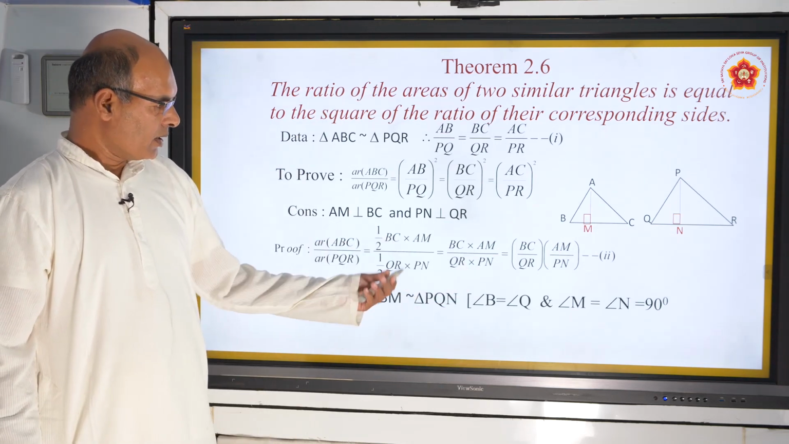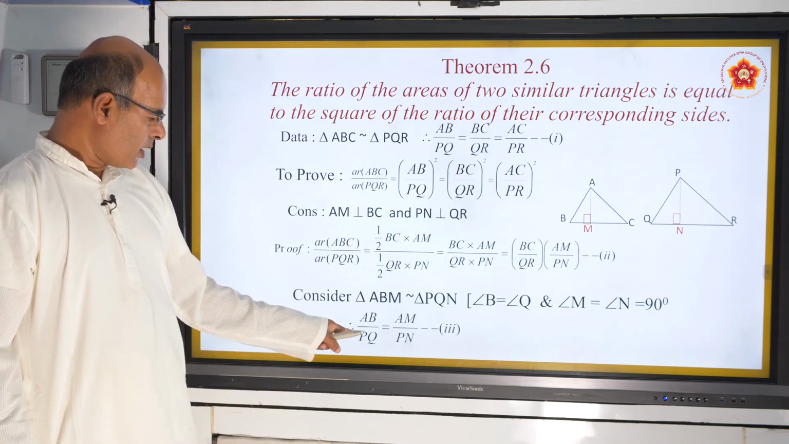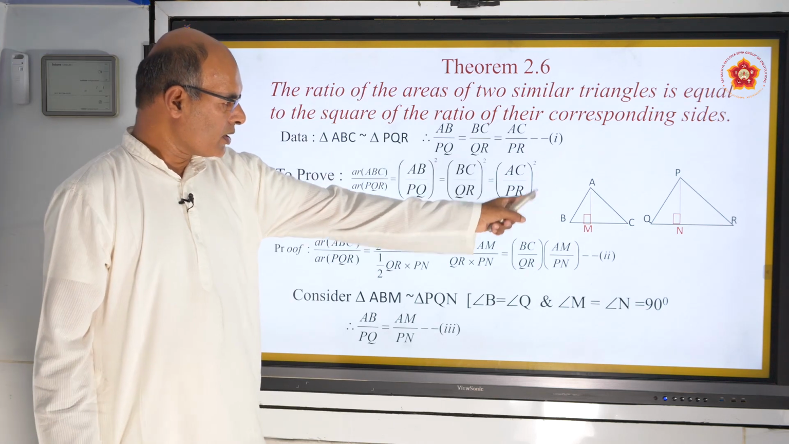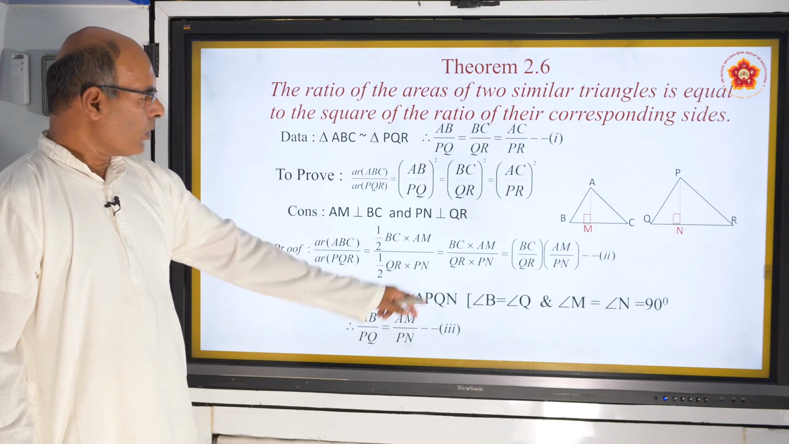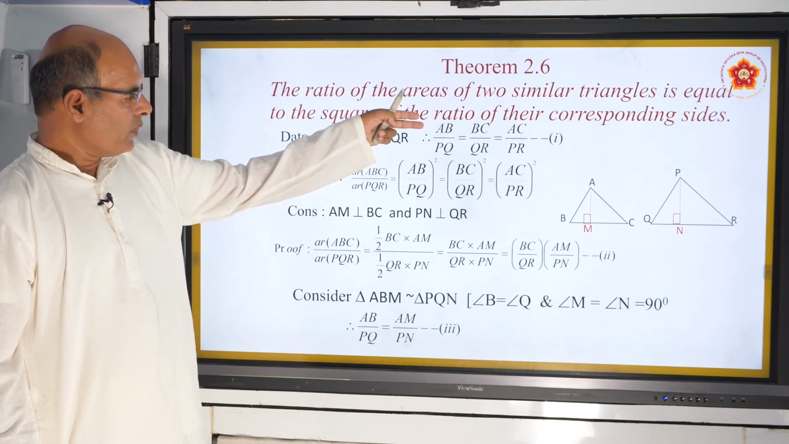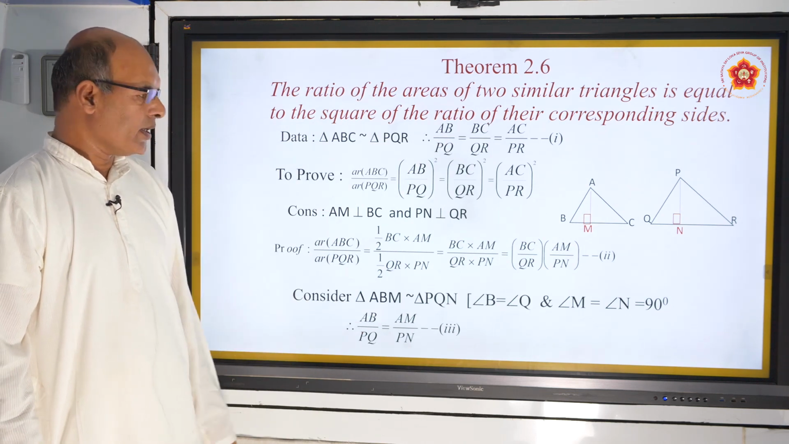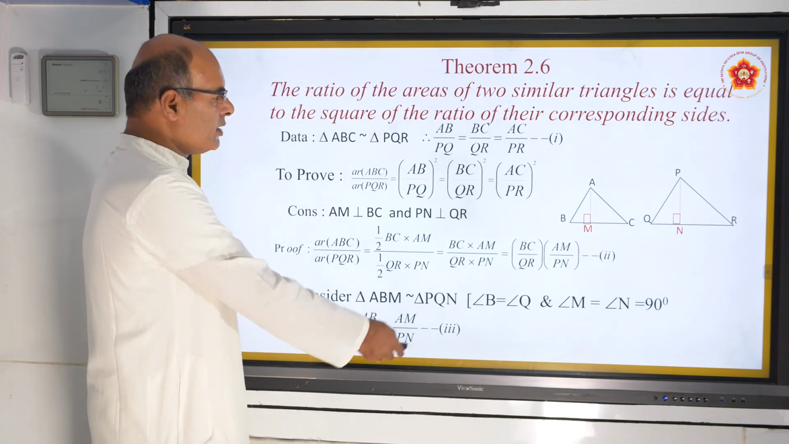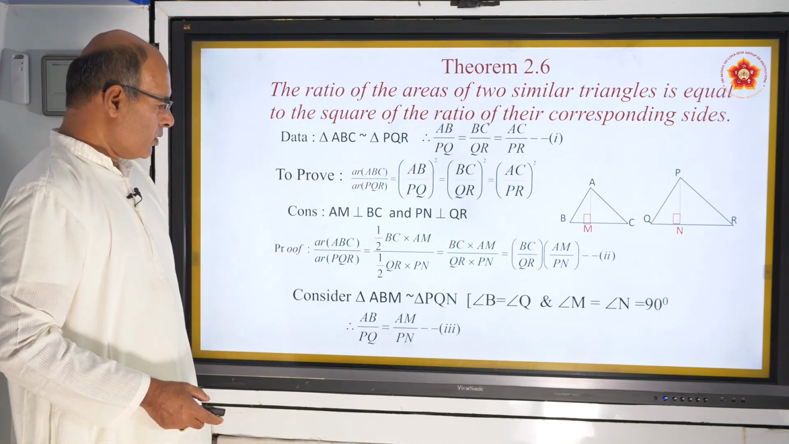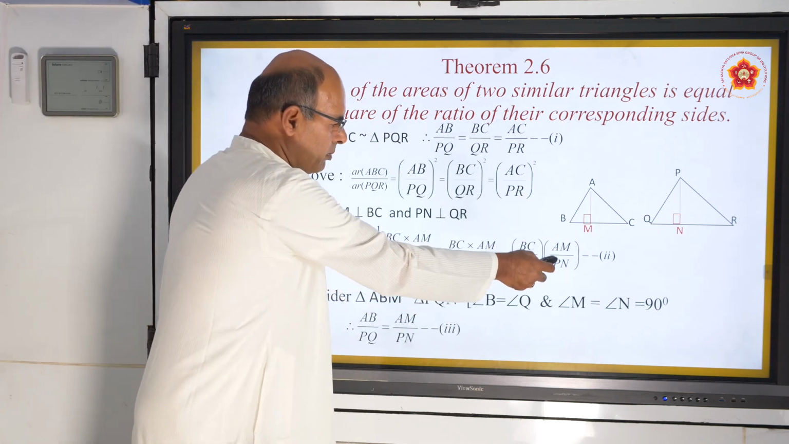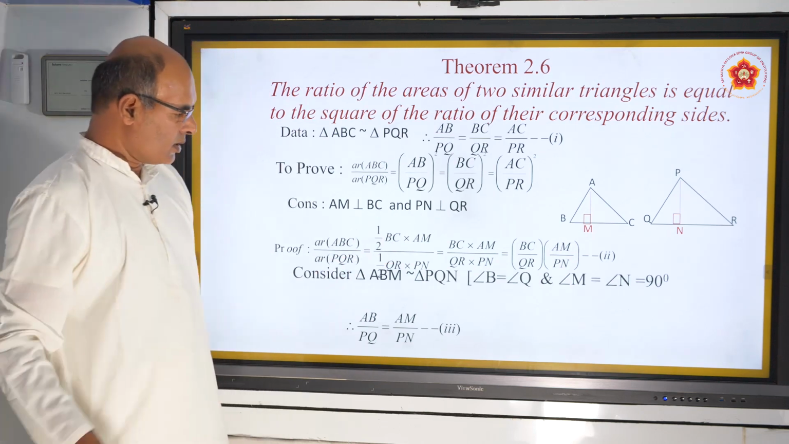The triangles are similar. Write the ratio of corresponding sides of the small triangles. So we can write AB by PQ is equal to AM by PN. Let it be 3. So compare 1 and 3. In 1 we have AB by PQ is equal to BC by QR. Here we have AB by PQ is equal to AM by PN. Therefore, AM by PN is equal to BC by QR. So if in the place of AM by PN we substitute BC by QR, we get the result.